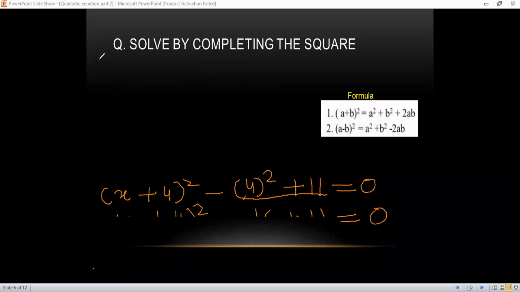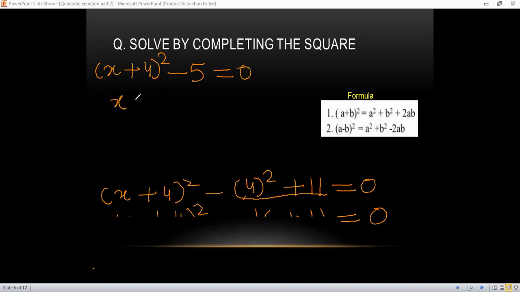Now, what we can write is (x plus 4) square minus, when we solve it, we will get minus 5 is equal to 0. Or you can write it as (x plus 4) square, and we can take this 5 to the right hand side, and the minus sign will become plus. So we will get plus 5.